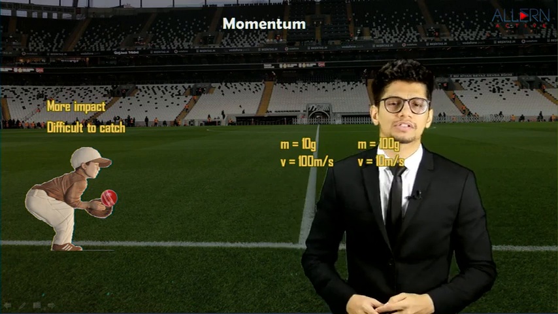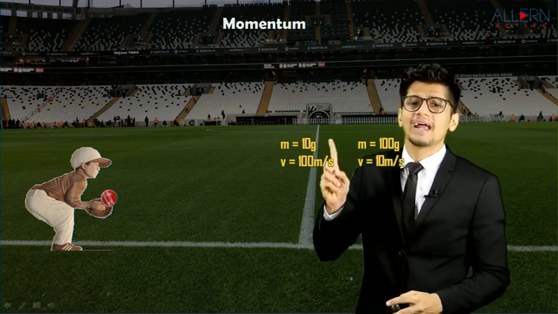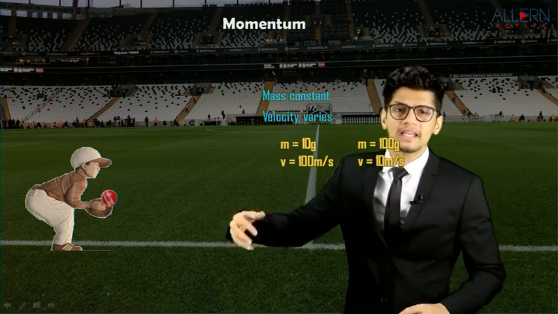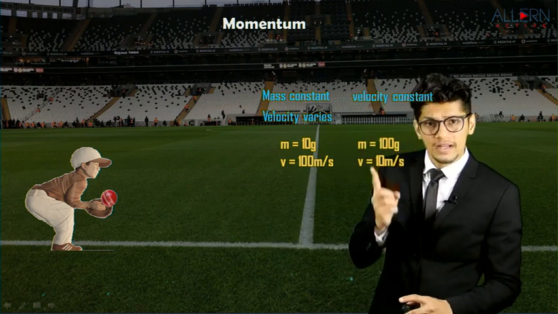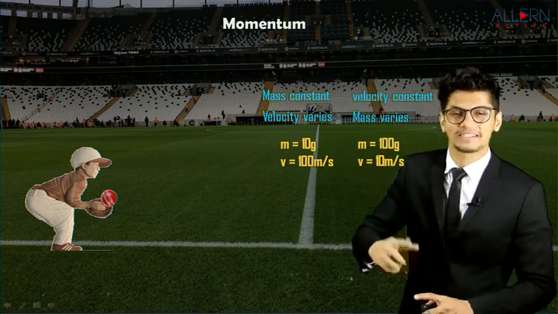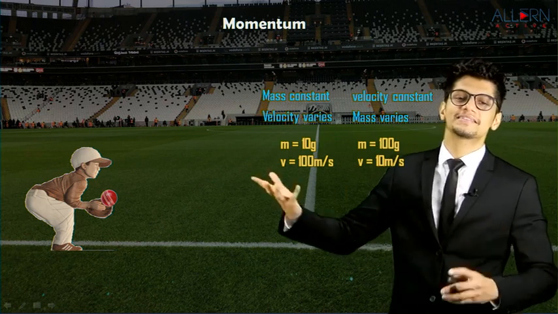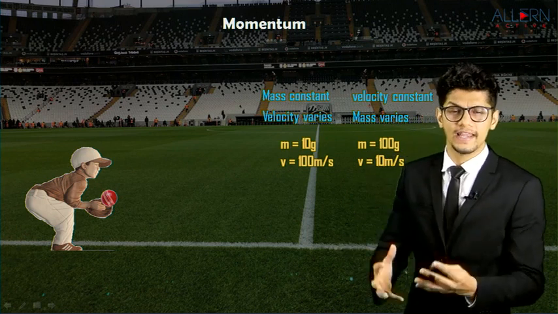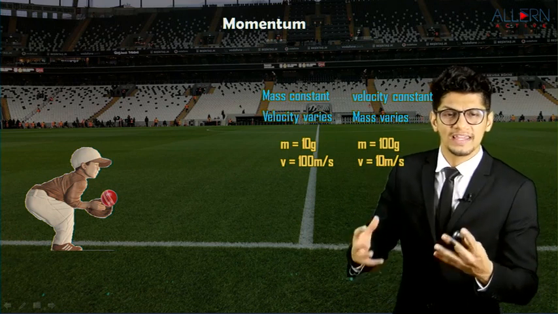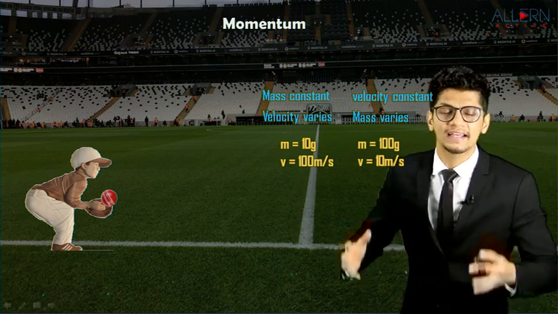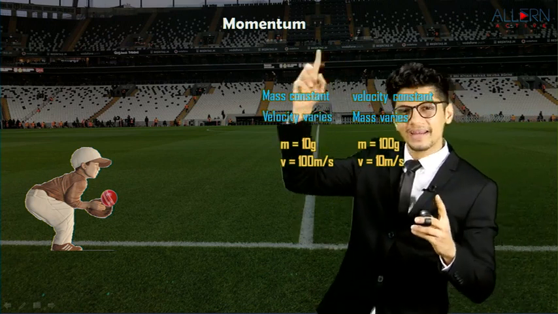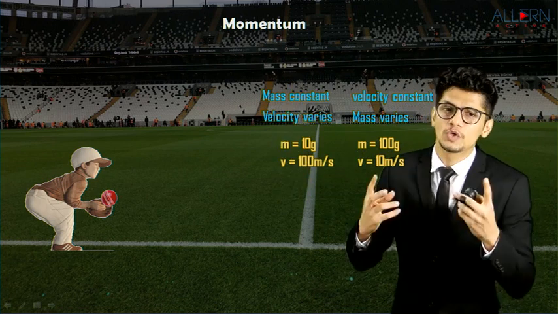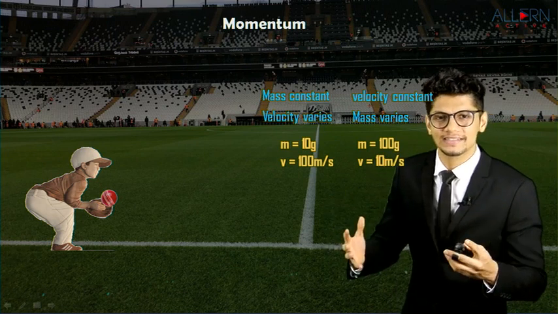What do we understand from this? Here what we had was, we had the mass constant, but we changed the velocity. When we changed the velocity, we could change the impact. Here the velocity was constant, but the mass was varying, and again we could change the impact. That means when we change either the mass or the velocity, we can change the impact. We can change the amount of motion that an object has. That means we can change the momentum of an object. That means momentum of an object has two important components to it, that is mass and velocity.